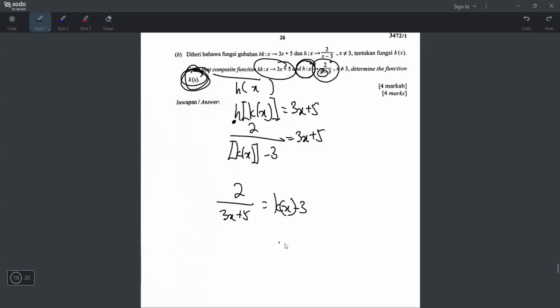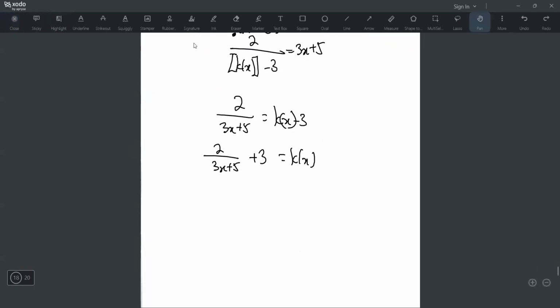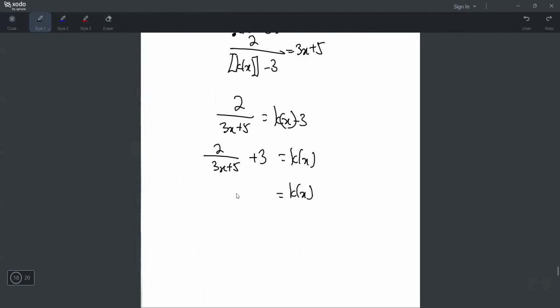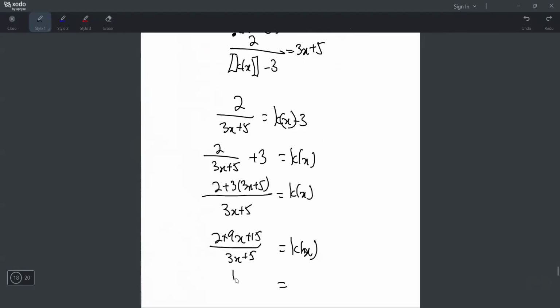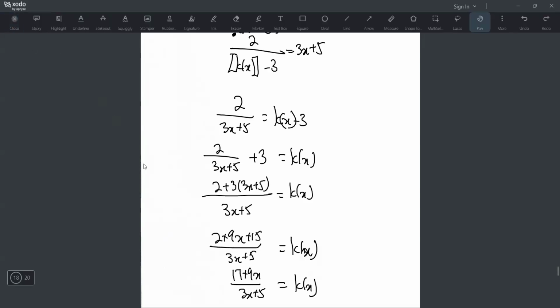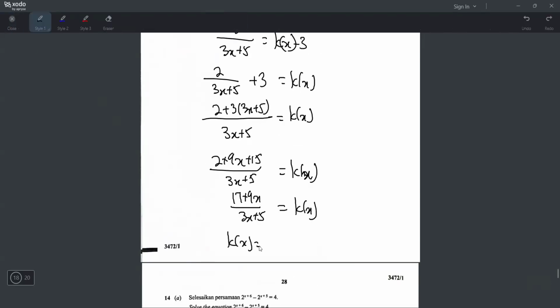And now you want to find kx, it is very easy. Just move the minus 3 to become plus 3. So it becomes 2 over 3x plus 5, plus 3. But if you write like this, your answer is not neat. So to make it neat, you change to a single fraction. So you make the denominator the same. But when you do it like this, the 3 also you have to times with 3x plus 5. So you will end up with 2 plus 9x plus 15 over 3x plus 5, which gives you 17 plus 9x over 3x plus 5. And that's your answer, right? So what is your kx? 9x plus 17 over 3x plus 5.